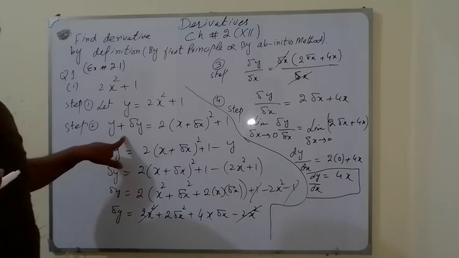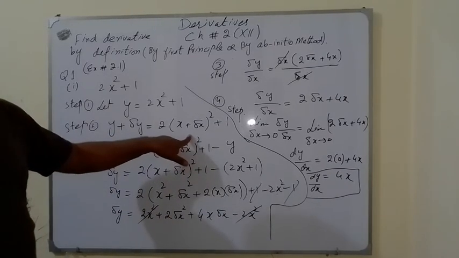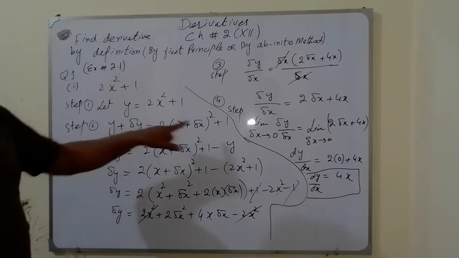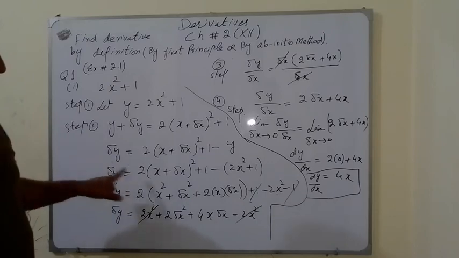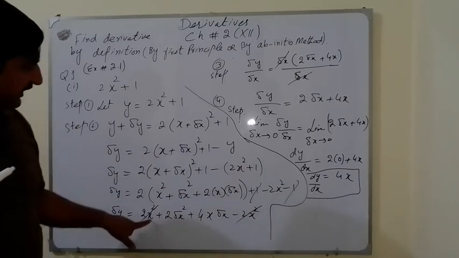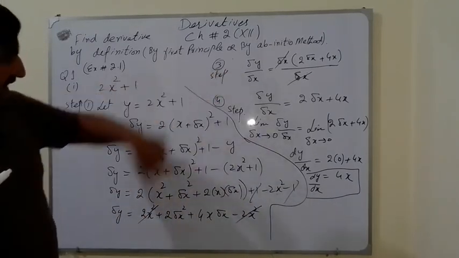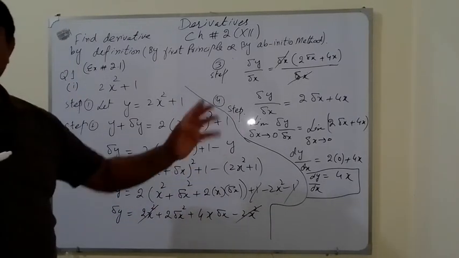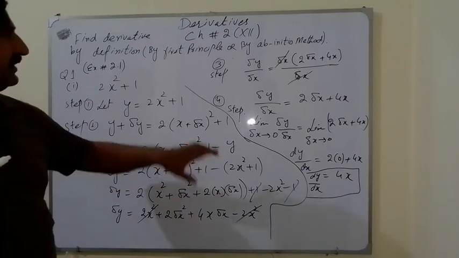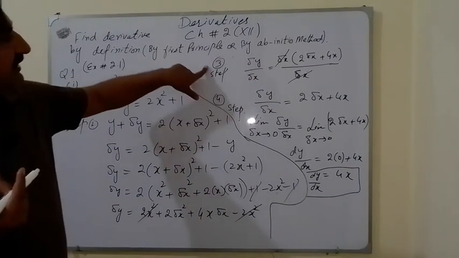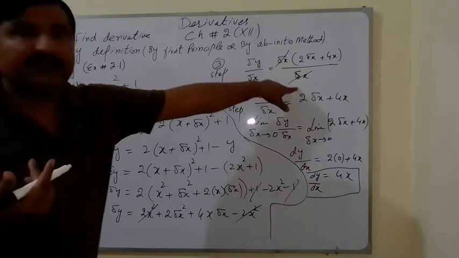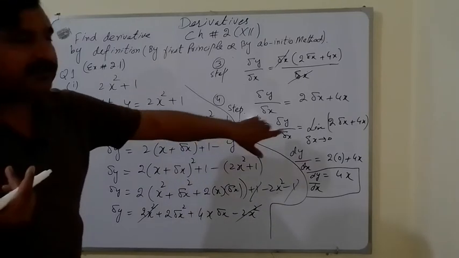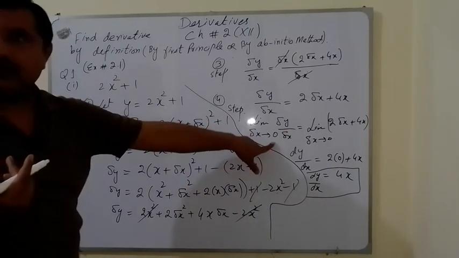Replace variable y with y plus del y and replace x with x plus del x. In the next step, move this y toward the right hand side, put the value of y, and simplify it. After simplification, what do we get? 2x square will be cancelled by minus 2x square. It means some values will be cancelled out whenever we simplify. The next one, the third step, is dividing both sides by delta x. In the fourth step, you have to apply the limit on both sides, limit delta x goes to 0.